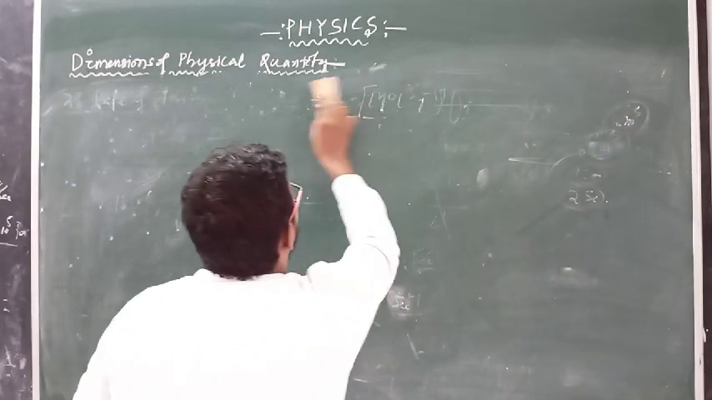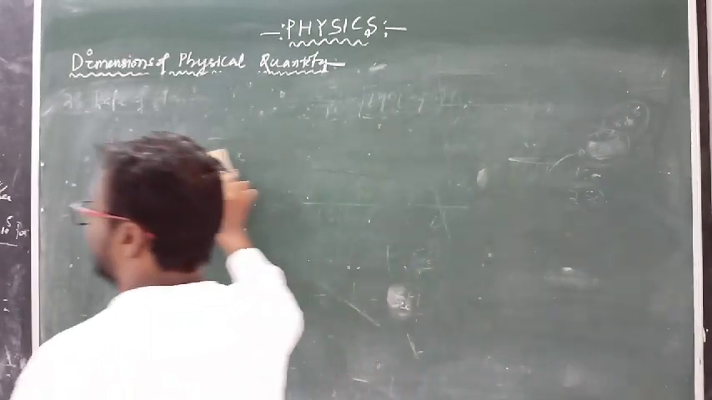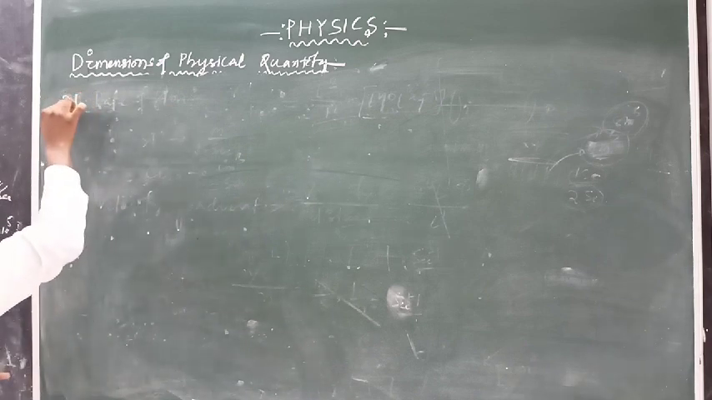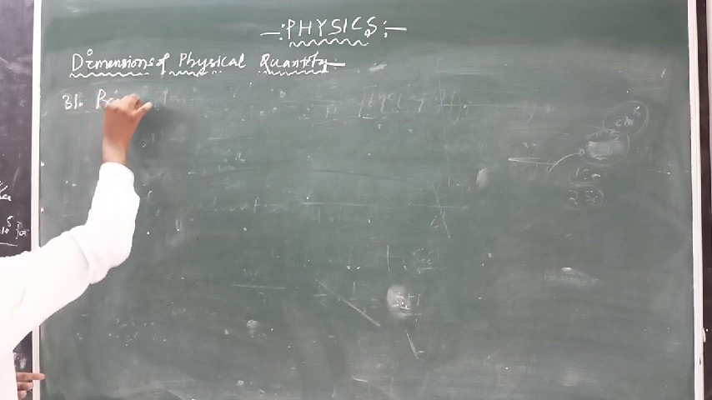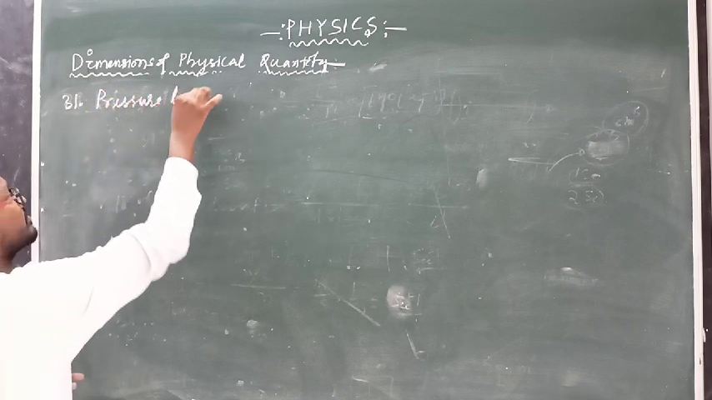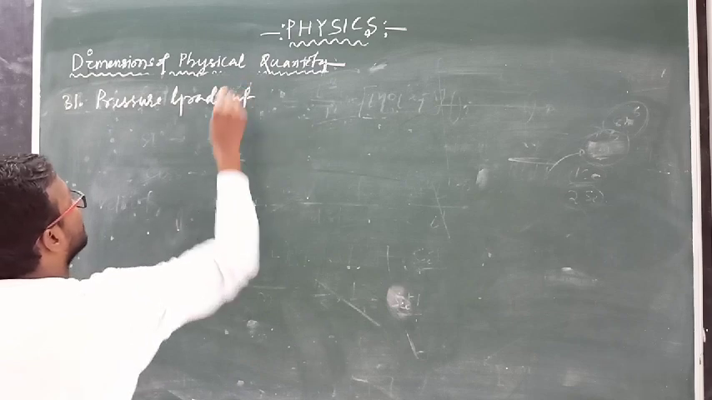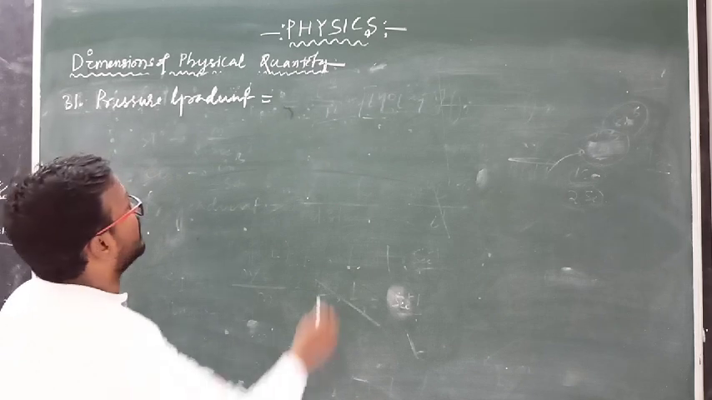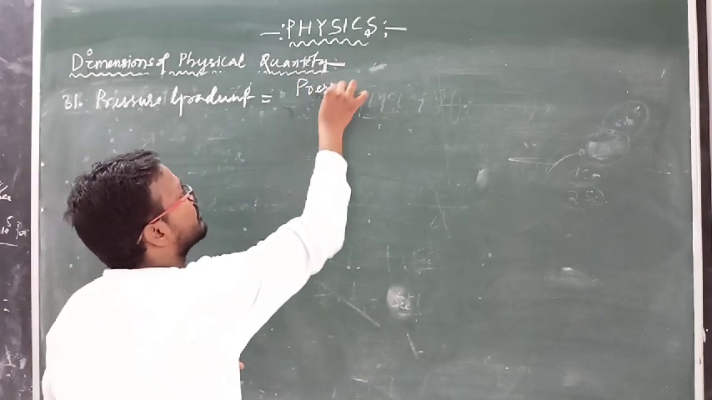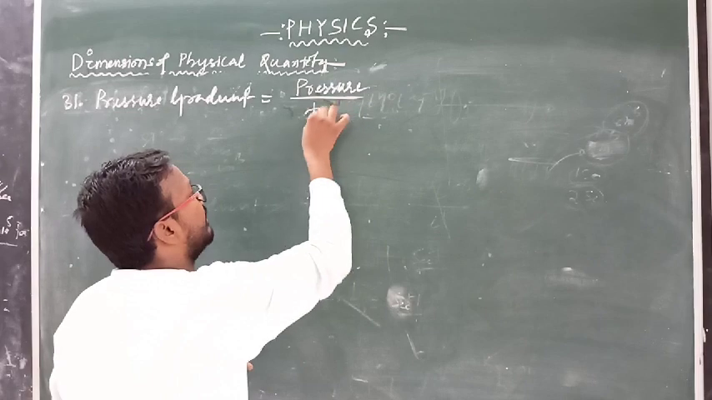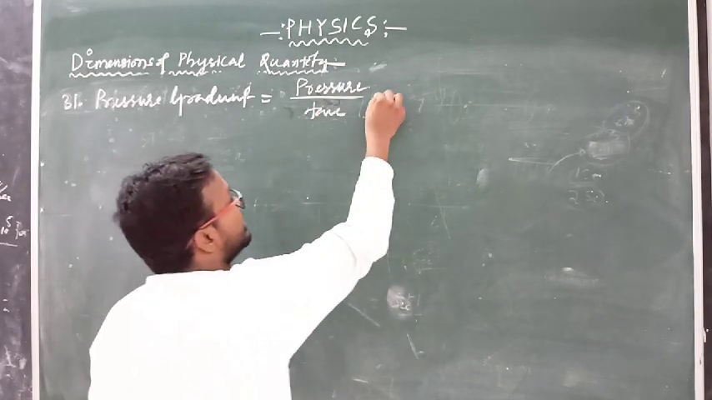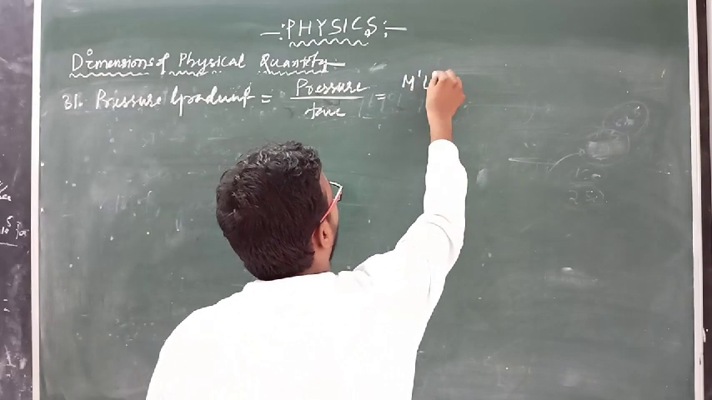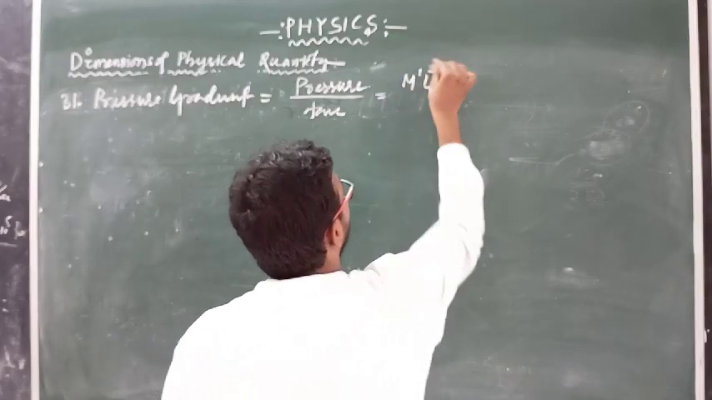Or before that, if you want to find the dimension of another physical quantity like velocity gradient, you can find the dimension of pressure gradient. So what is pressure gradient? Like velocity gradient means velocity divided by distance, in the same way pressure divided by distance is known as pressure gradient. We already discussed the dimensional formula of pressure, M1 L minus 1 T minus 2.